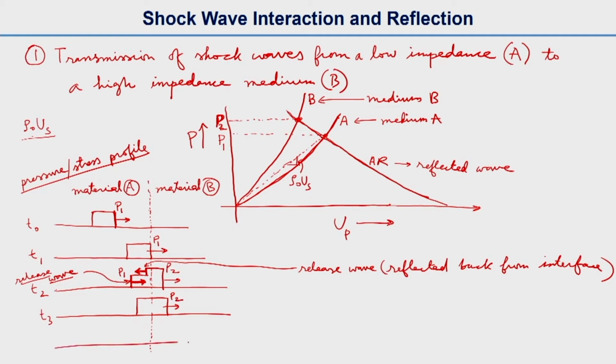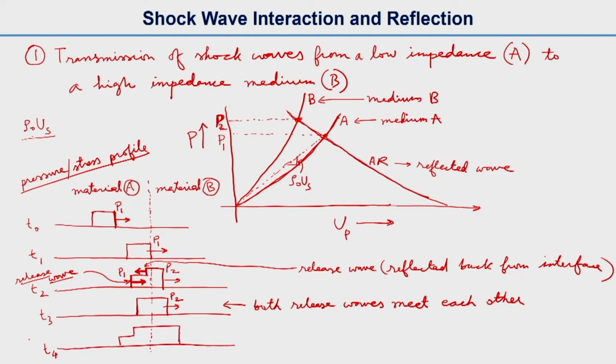So now after some time, T4, when both the release waves meet each other, the result is, we can see at time t equal to T4, this will move forward in medium B, and the release wave will move from left to right, and then part of the other wave is the result of the interaction between both the release waves, which is P2 minus P1.